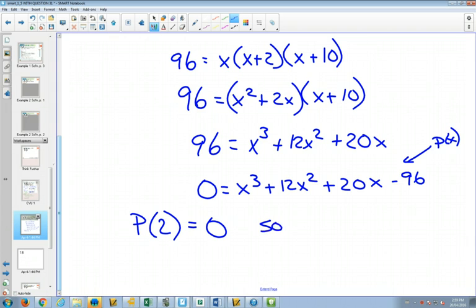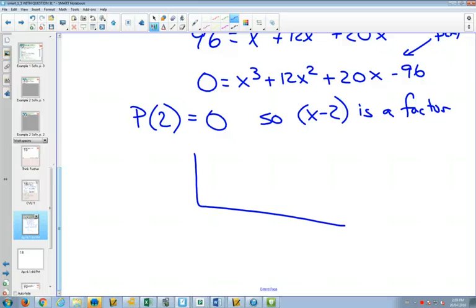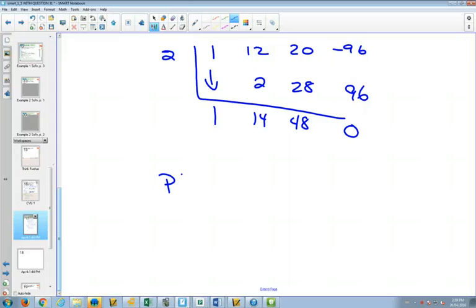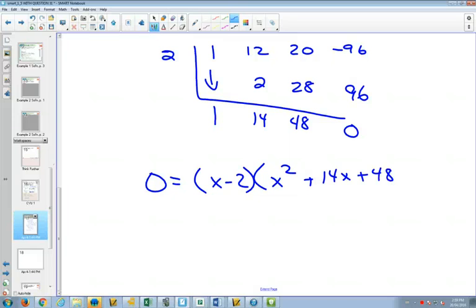So x minus 2 is a factor. And we can use our synthetic division. 1, 12, 20, negative 96, with positive 2 out here. Bring down the 1. And we get that p of x, well, I'll just write 0 equals, and we factored out an x minus 2, and we are left with x squared plus 14x plus 48, which you can factor this further.